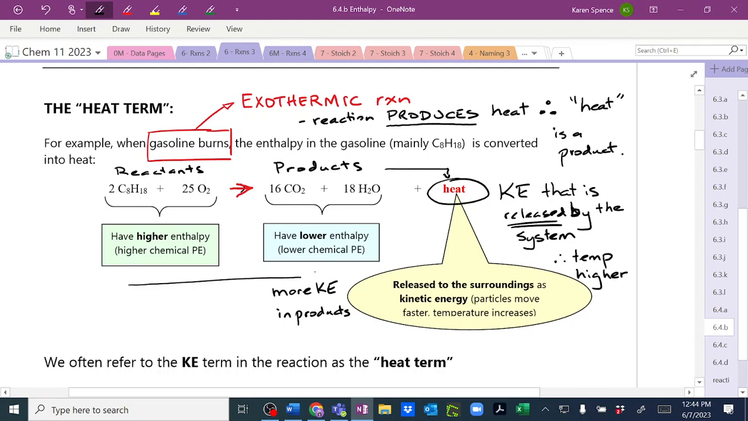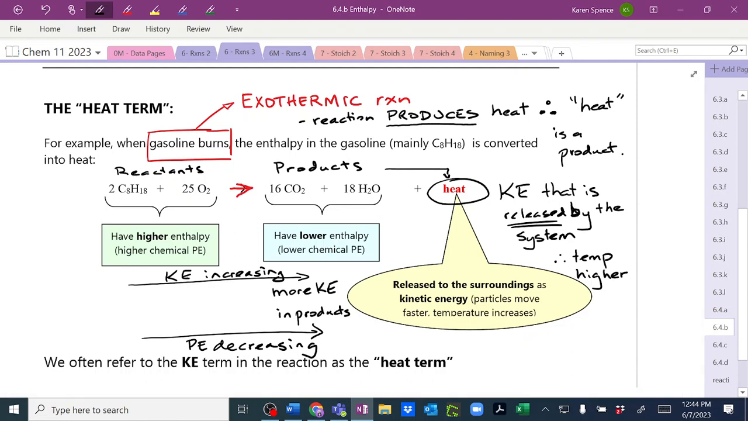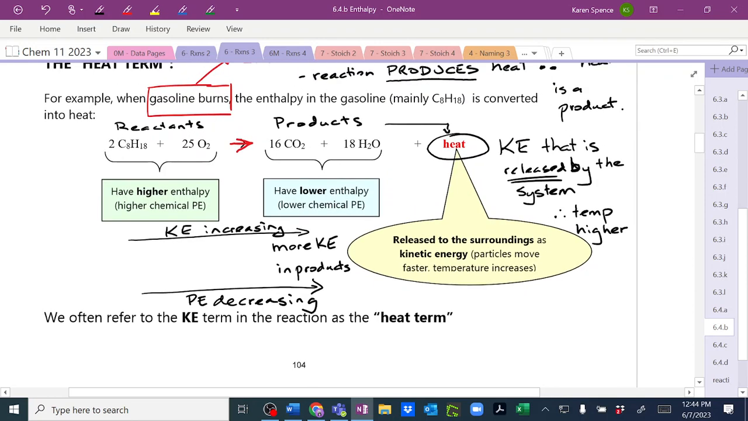So we have, going from reactants to products, kinetic energy is increasing. What's happening to the potential energy? The potential energy has to be decreasing, which makes sense because what do we remember about the potential energy diagram? For an exothermic reaction, it goes down. That enthalpy, the potential energy, is decreasing. Okay, so that kinetic energy term is often referred to as the heat term.